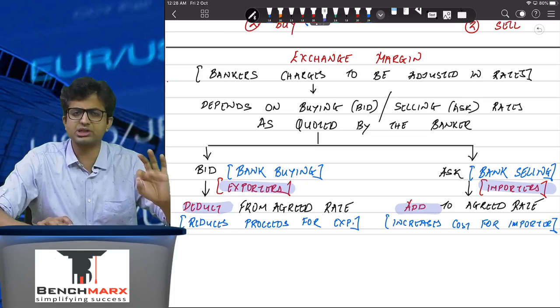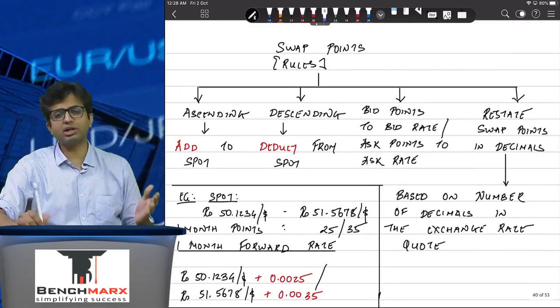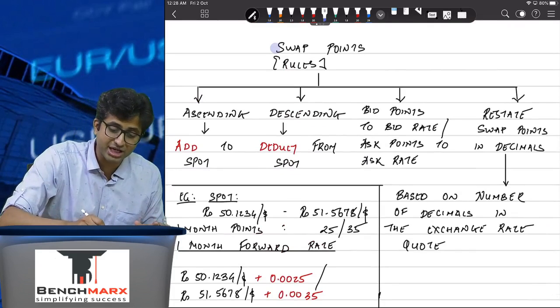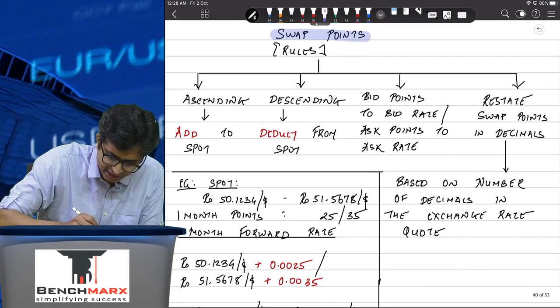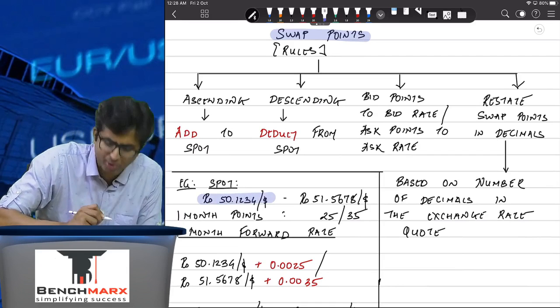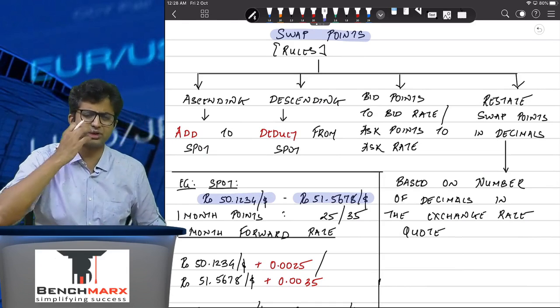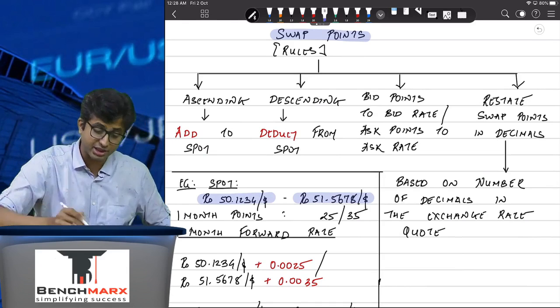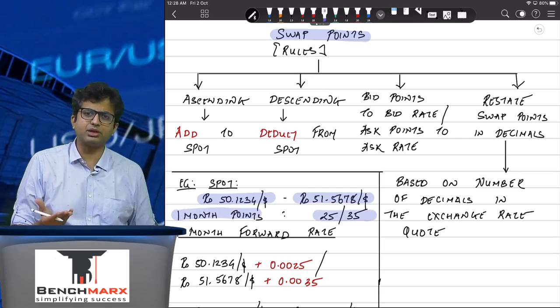So this is again based on the buying and selling rate of the banker. Then there are certain questions where you might be given swap points. What are swap points? Well, if you see questions like this, you might be given spot rate is 50.1234 and 51.5678. So this is like the bid and the ask rate, and then you might be given 1 month points as 25 and 35. What do we do with 25 and 35?